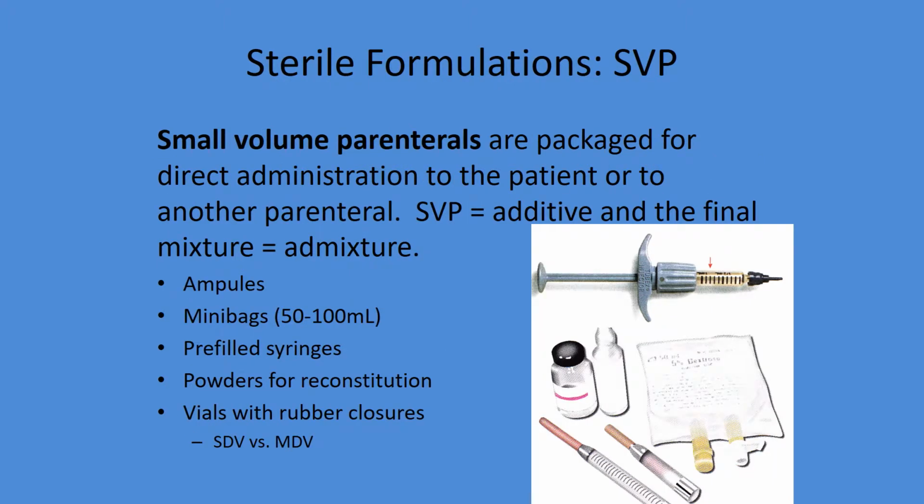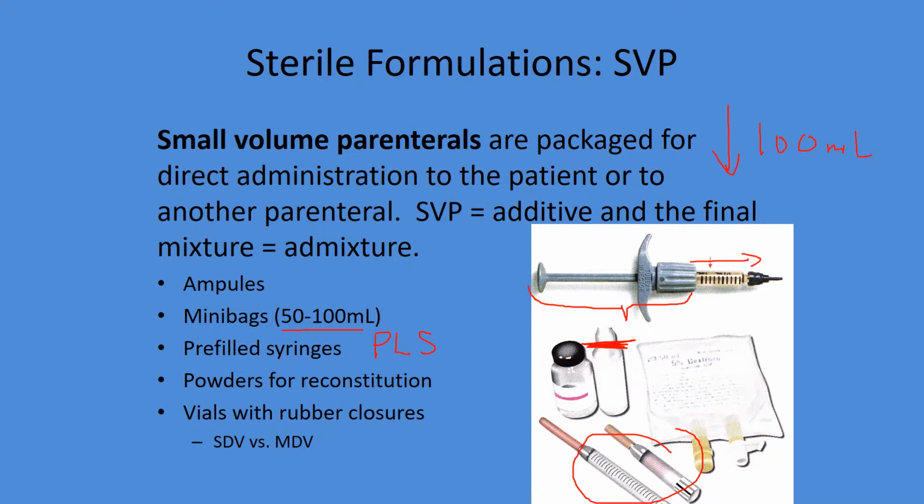Small volume parenterals for us, that's going to be anything under 100 mLs. So we got mini bags. So we have NS 50 mLs, D5 50 mLs. Ampules made of glass. We'll need to break them at the neck before we can withdraw the contents. Pre-filled syringes. Sometimes they're called pre-loaded syringes. We got these vials here that will require this device, the Tubex, to dispense the contents.